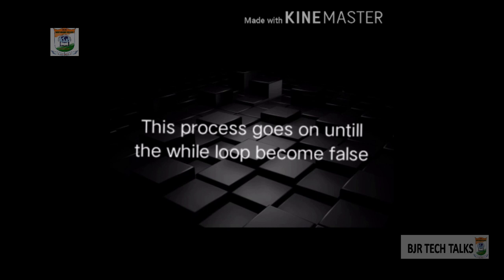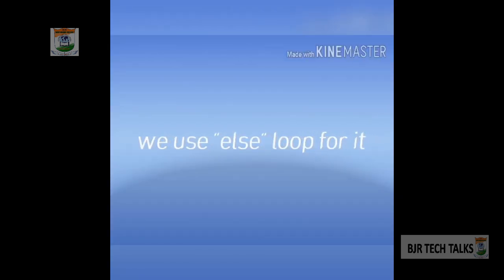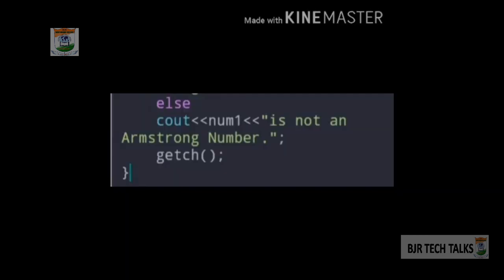Now we are taking the if statement. It states that if number1 is equal to sum, then it is an Armstrong number. That's fine when it is an Armstrong number. Now, if it is not an Armstrong number, how do we get the output? We use the else statement for it. In the output, it will print a statement that it is not an Armstrong number. Finally, getch(), or we can write return 0 also.